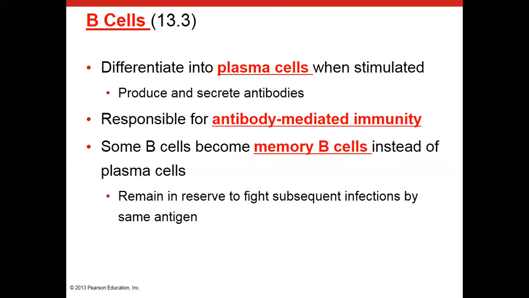I think this is super cool. And while they're doing that, some of the B cells that differentiate, they divide and become memory B cells instead of plasma cells. And those memory B cells just basically stay in the body as a reserve, like military reserves, to fight that same infection the next time it gets introduced to the body. So you don't have to mount an immune response the second time. You can just fight the infection before it causes any problems.